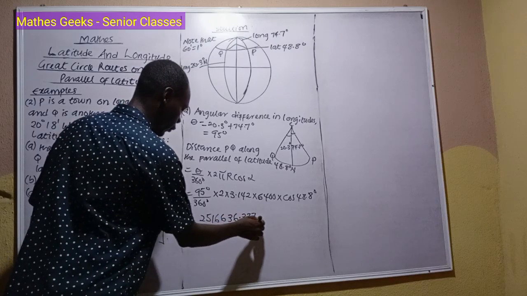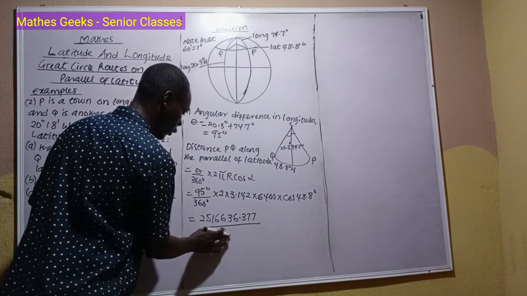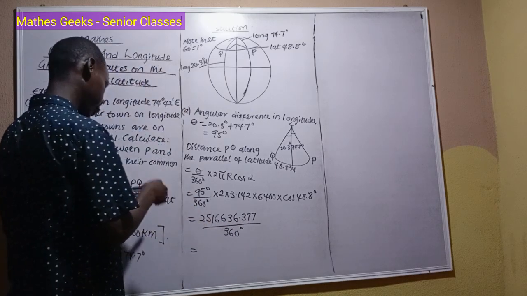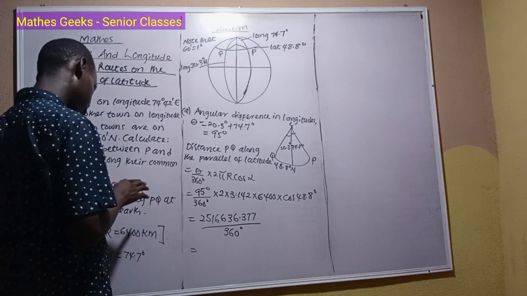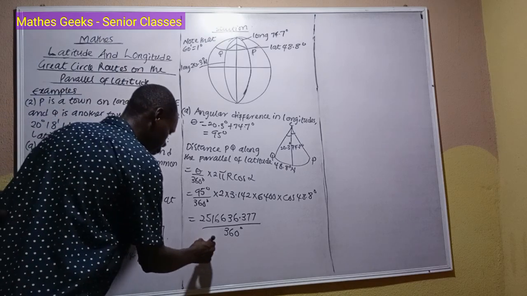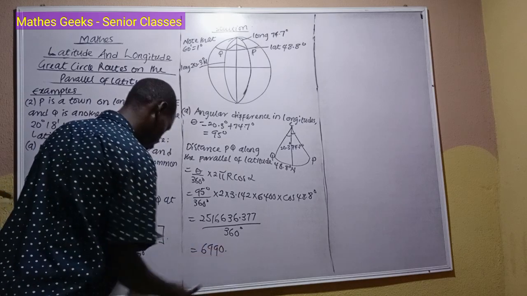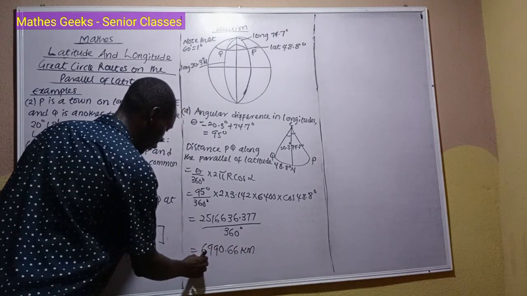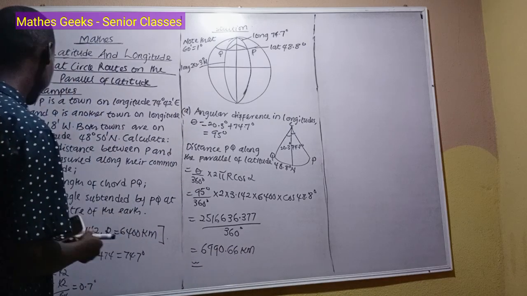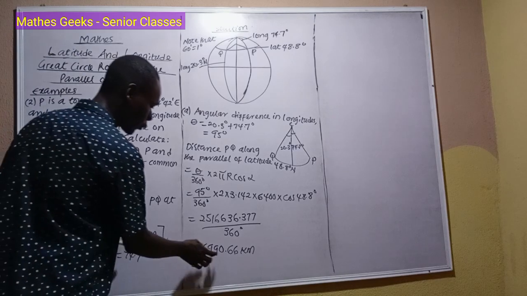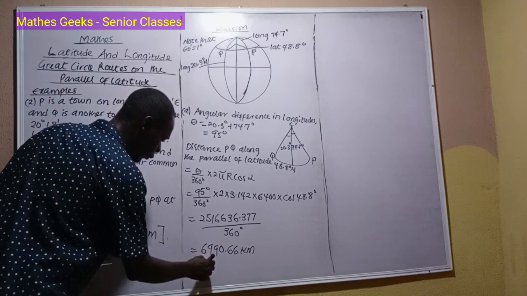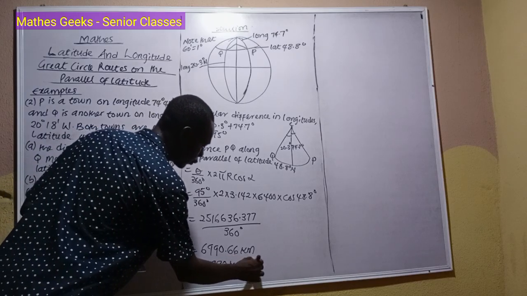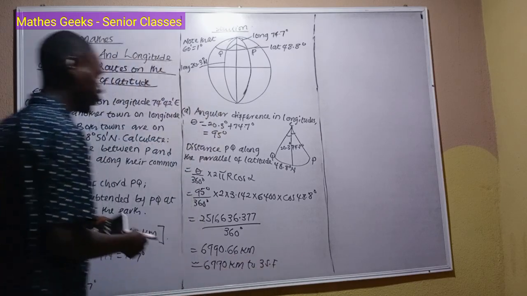2516636.377 over, actually 360 degrees. So divided by 360, that's 6990.66 kilometers. So the answer is correct. So 6,990 kilometers to three significant figures.